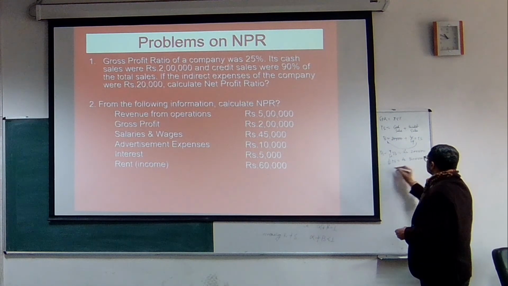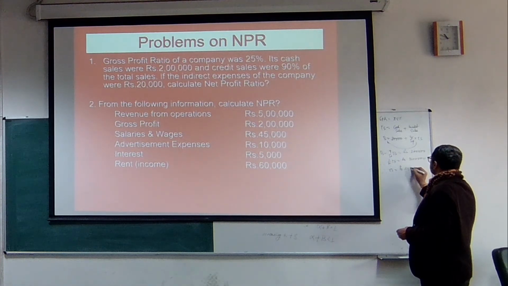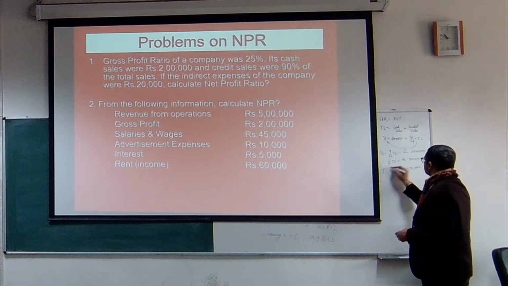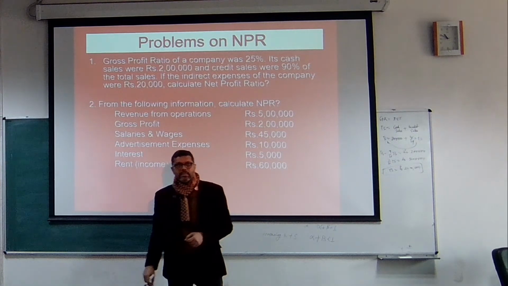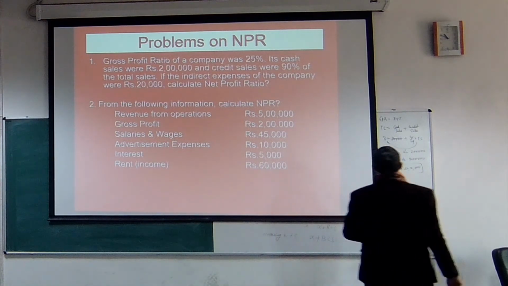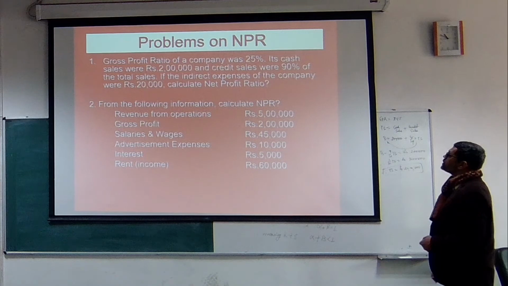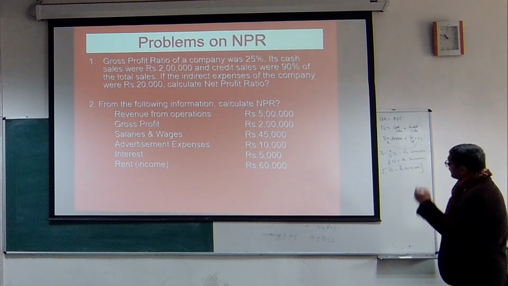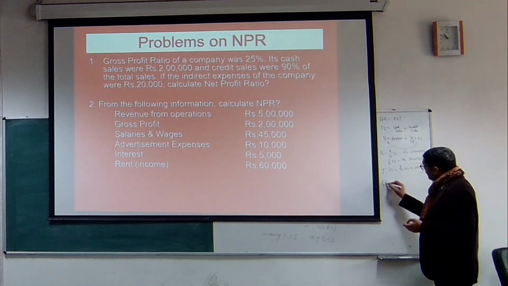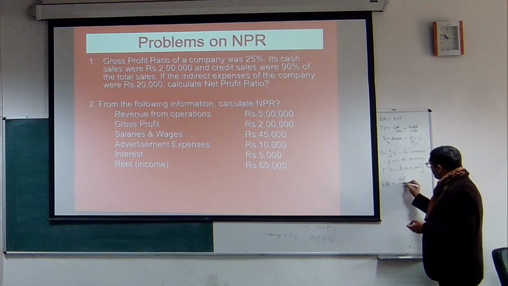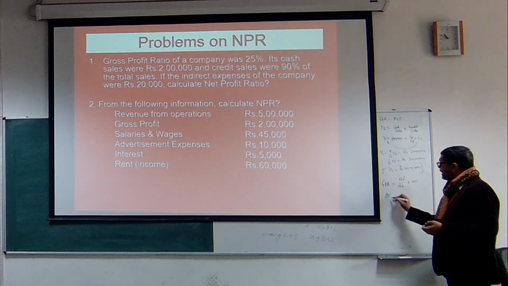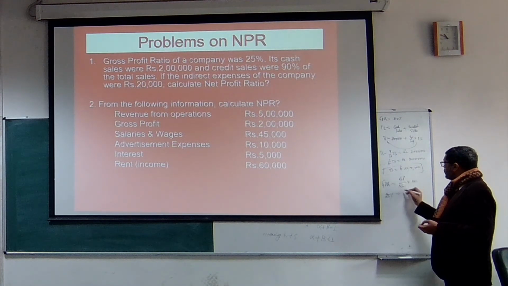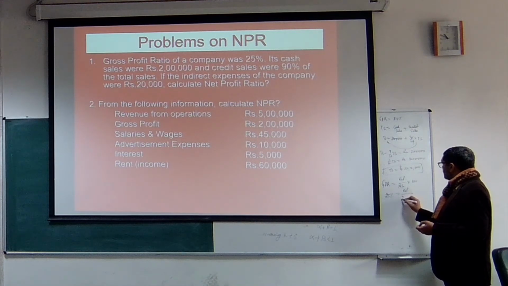Therefore, total sales is equal to rupees 20 lakhs. So we have calculated total sales. Is it okay? Gross profit ratio is already given to you, which is 25%. Clear? So GPR is equal to gross profit upon net sales into 100. It is already given to us, which is 25%, which is equal to gross profit upon net sales, 20 lakhs.